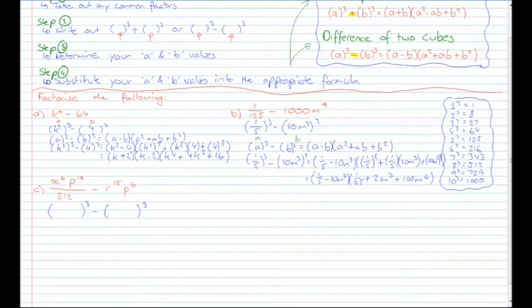Right, x to the power of 6, p to the power of 12 over 512. Right, so what's going to get me x to the power of 6 when I cube it? It's going to be x squared. What's going to get me p to the power of 12 when I cube it?